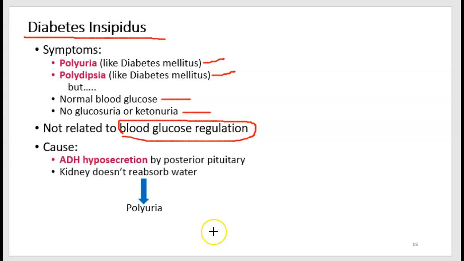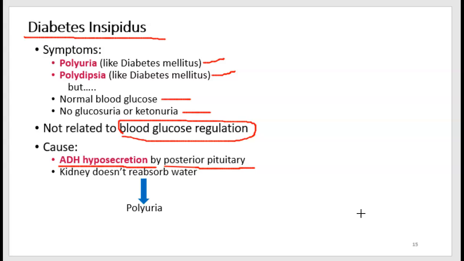It turns out it's caused by the lack of a hormone called antidiuretic hormone, which is normally made by the posterior pituitary. Antidiuretic hormone means that it helps the body reabsorb water. And since the kidney won't be reabsorbing the water due to the lack of ADH, you have excessive urine production.